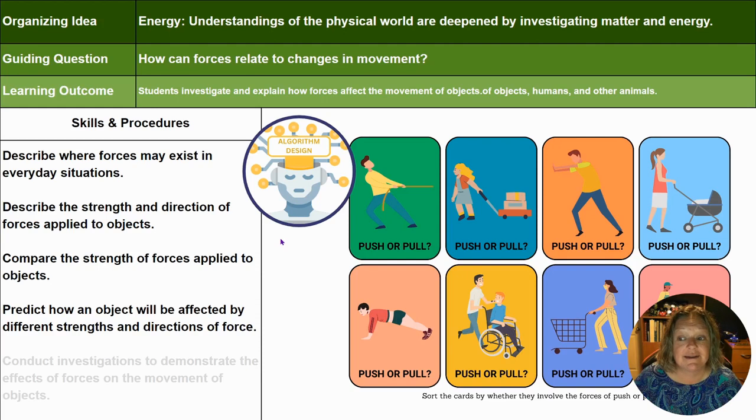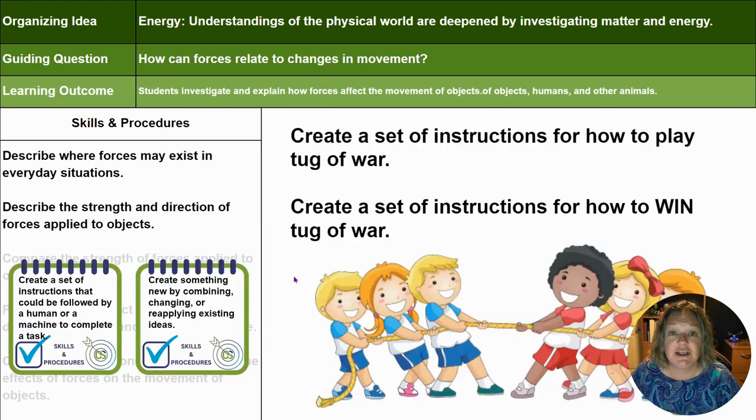And this would be a simple algorithm for students to write. If these conditions are met, then it is a push. If these conditions are met, then it is a pull. So we've covered this concept, and we've also written an algorithm that could be used by a machine or a human. Here, let's look further at designing algorithms and sets of instructions, because your students are asked to do this fairly specifically.